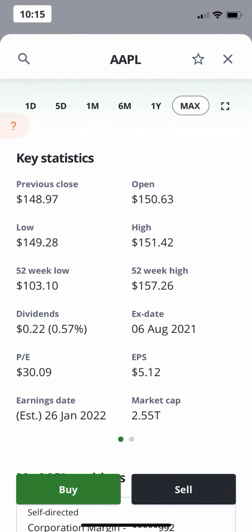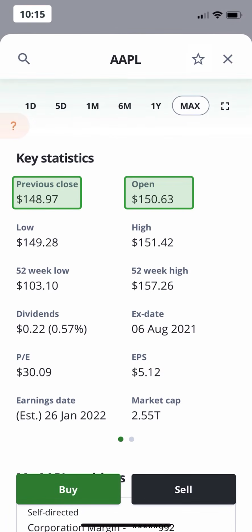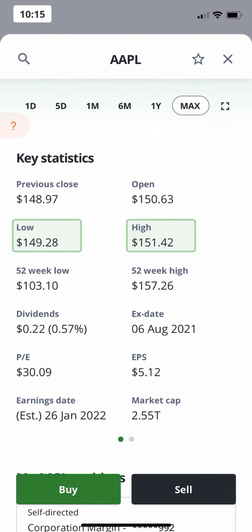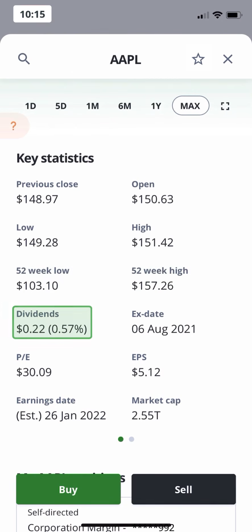As you continue down the stock page, you'll see some key statistics of the stock. First, you'll see the previous close and open prices. These numbers may be different based on how the stock was trading in the after-hours market. Below that, you will see the daily low and high, which shows you how much the price has changed throughout the day, as well as the 52-week low and high, which shows you how much it has changed over the past year. Below this, you'll see dividend information.